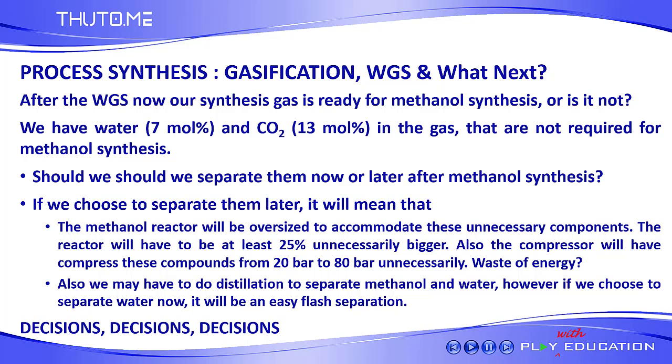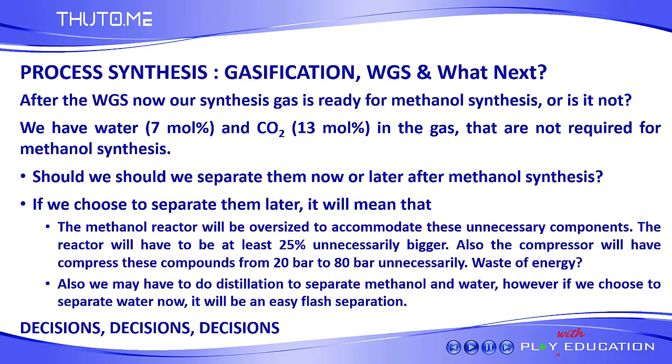If we don't choose to do that, it means that our reactor will need to have 20% more capacity. Actually, it's 25%, because if you look at it from the inverse, it would have been 80% smaller. So if you make it 100%, it's 25% more. So if we choose to separate them later, it will mean that the methanol reactor will be oversized to accommodate these unnecessary components. The reactor will have to be at least 25% unnecessarily bigger.